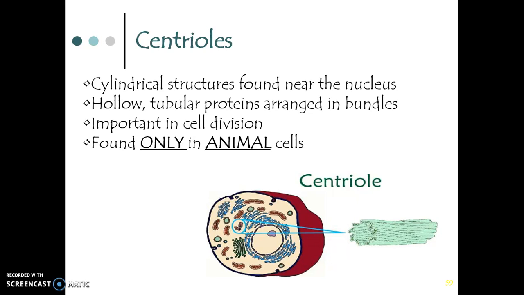Centrioles are another special organelle. Centrioles are the only organelle that is found in animal cells only. So if you see a centriole, that's your clue that it is definitely an animal cell. Centrioles are cylindrical and they hang out near the nucleus. And for most of the cell's life, that's all they do. They just hang out near the nucleus doing absolutely nothing.